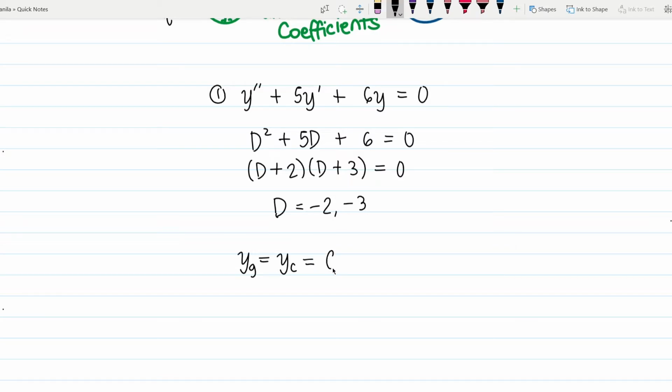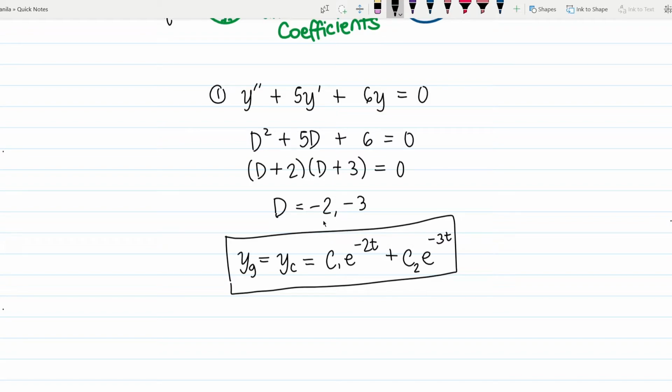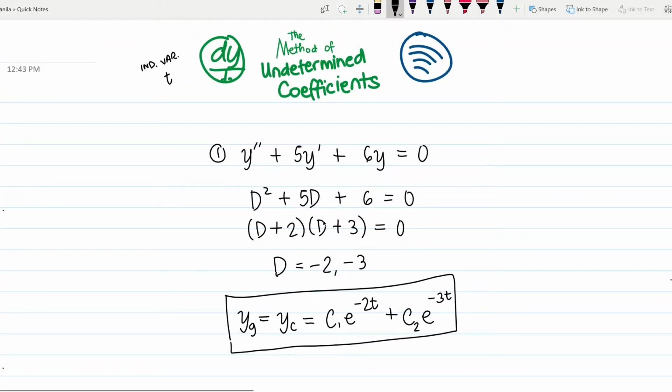And then this is just going to be C1, that's our arbitrary constant, times e, and let's just take our first root, which is negative 2, so e to the minus 2t, plus our C2 times e, let's take our second root, minus 3. And there you have it. That's our first example done. Right? Should be easy. I'll just write it down here para hindi tayo malagay sa alanganin for later. Our y complementary is going to be C1 e^(-2t) + C2 e^(-3t).